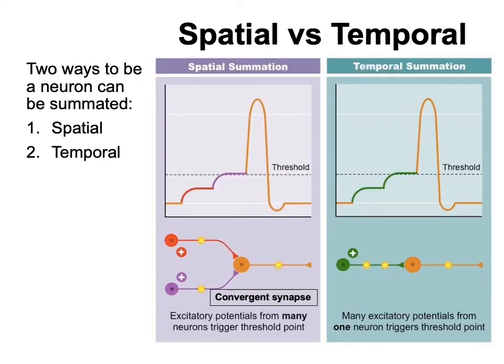There are two ways a neuron can be summated. One is spatial and one is temporal. The spatial will be where two separate neurons are communicating with one. Whereas the temporal, it'll be one neuron communicating with one neuron, but in repetitive firing.